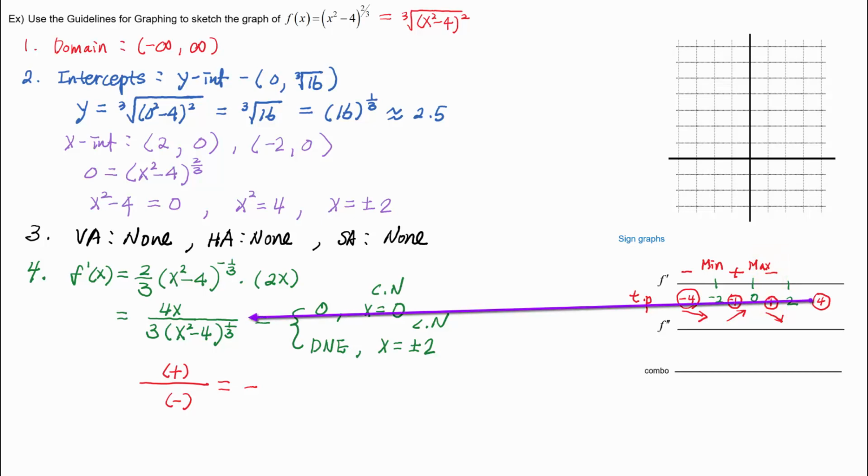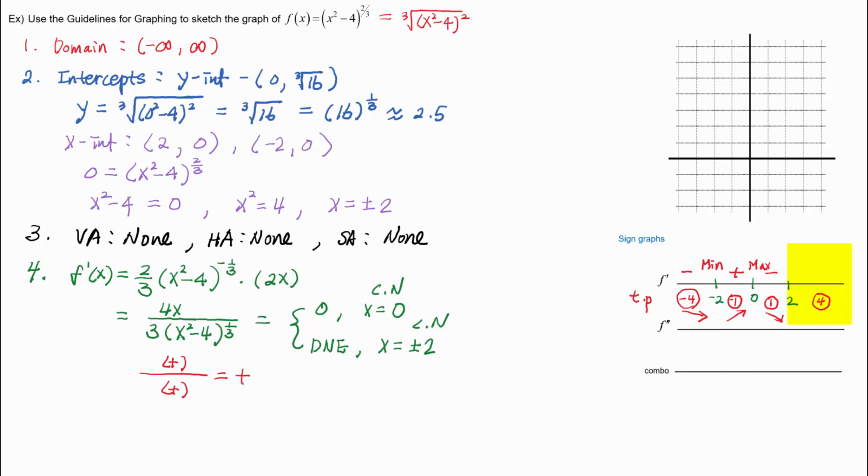Last test point, when x equals 4, 4 times 4 is positive. 4 squared is 16. 16 minus 4 is a positive number. The cube root of a positive number is positive. So therefore, the whole quotient is positive. So the graph goes back up again, and you're going to have another relative minimum here.